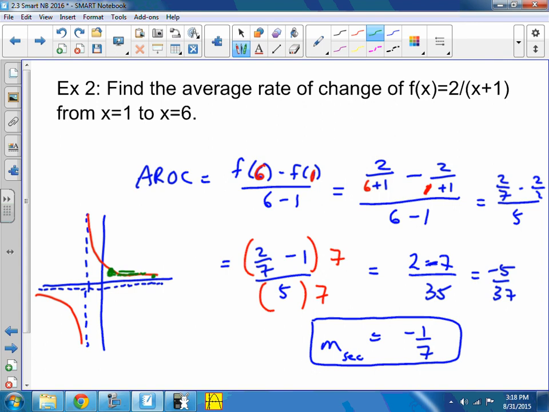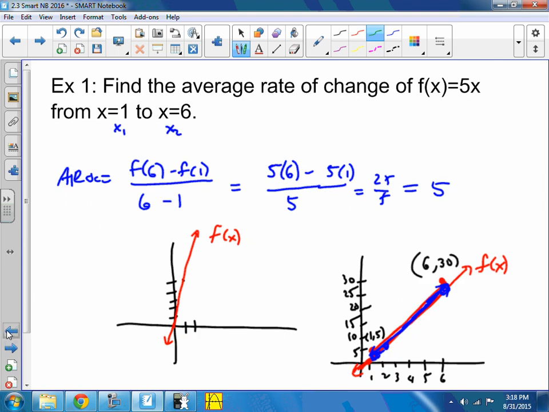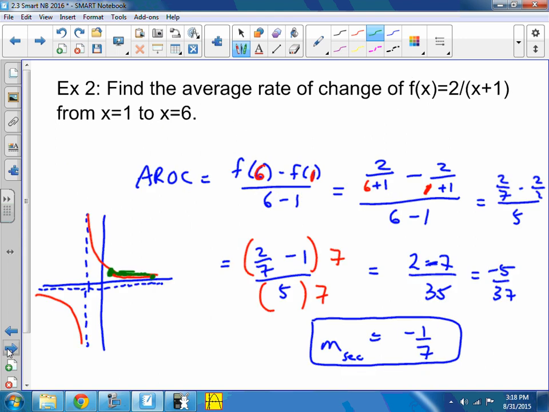So notice that this line here, this green line, it doesn't really hug the curve that well. It touches 2 points on the curve, but it doesn't really hug the curve the same way this last example did. Remember this last example, the blue line here, I'll color it green, it's actually hugging the red graph entirely. But this is a curve, so you're never going to make a line hug a curve perfectly. But we are passing through the points 1, f of 1, and 6, f of 6. And when we calculated AROC, we were calculating the slope of that green line. Okay?